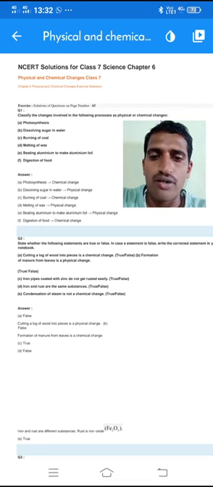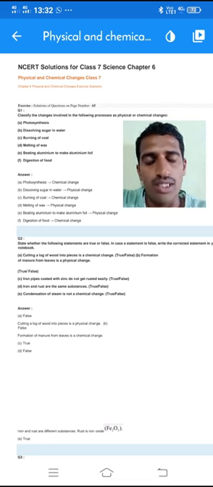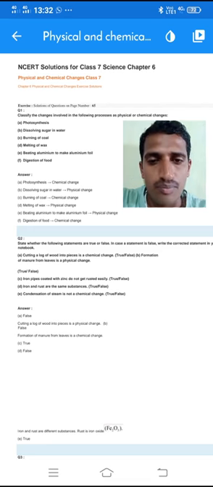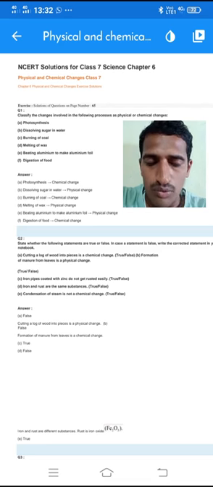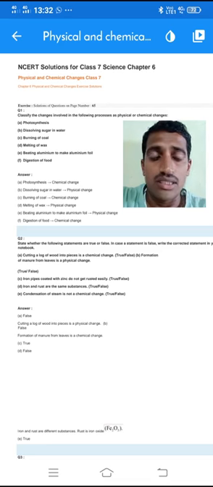Next, burning of coal. Okay, so burning of coal is a chemical change. Why? Because when you burn coal, a lot of heat is produced as well as light, and smoke is also produced. Hence, there is a production of smoke, heat, and light. So these are the properties of chemical change. Hence, burning of coal is also a chemical change.